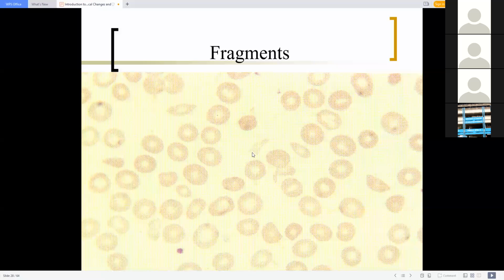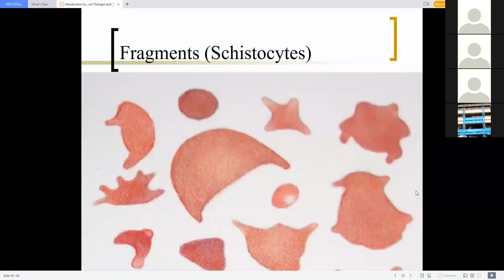Fragments again, you can see fragmented red cells, all right? You can see some normal looking red cells, and then you see these fragments, all right? So fragments again, helmets, all right? Also fragments, we say these are various fragmented red cells, and we call this schistocytes, all right? And these are injured red cells in circulation, all right?